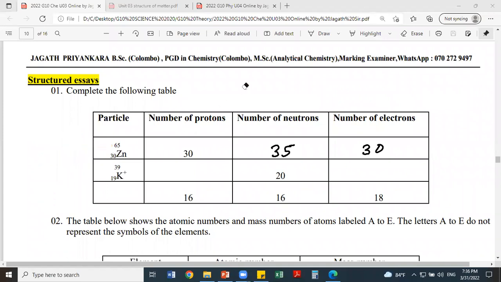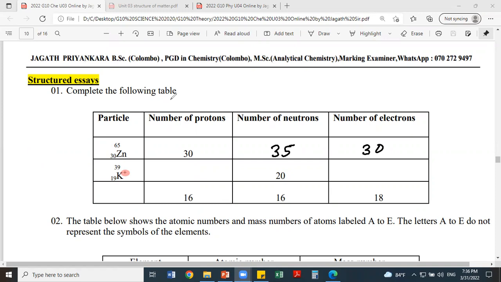The next one, potassium. Be careful about the plus charge. Plus charge means it has lost one electron. Okay, who can tell me the number of protons? Very simple one. Because I have given the questions from the very basic, from zero. I have given very basic questions in this.